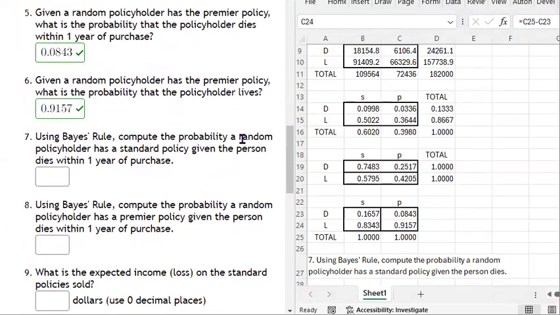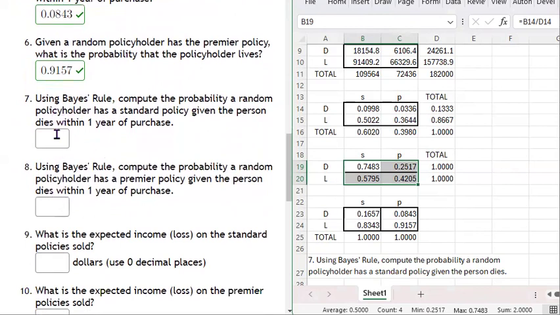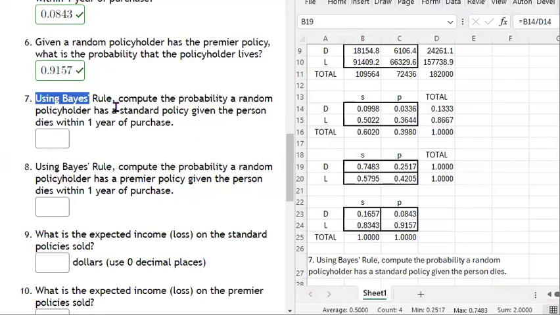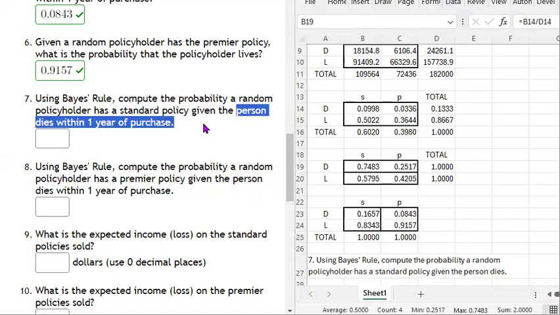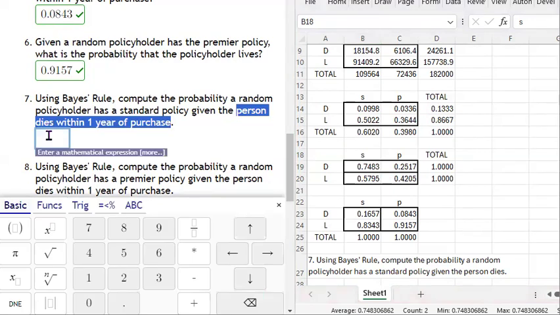Now, we know this probability here, right? These probabilities here can be used to answer these two questions, right? But I want to use Bayes' rule to compute it. So what we want to compute here is the probability a random policyholder has a standard policy given the person dies within the year. This is the probability of that person having a standard policy, right there, that gray highlighted one, 0.7483. We know that, right?